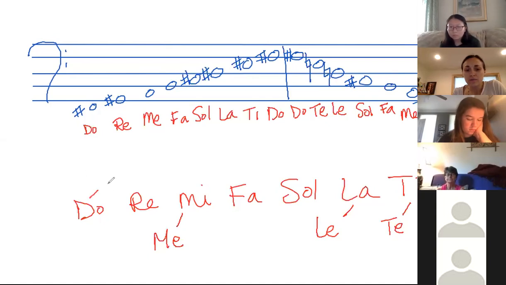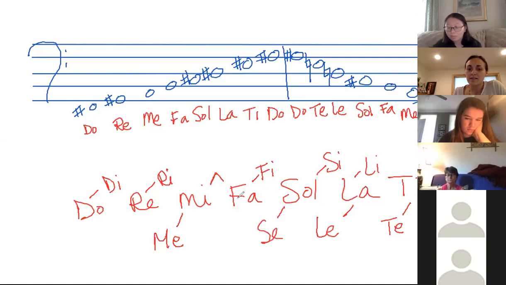So if you're going up, do, di, re, ri, right? So ri and me are actually enharmonic. They sound the same, but based on what your note is, you could be singing ri instead of me. Do, di, re, ri, mi, fa, because that's a half step. Sol, si, la, li, ti, do is a half step. Do, ti, te, la, le, sol, se. Fa, mi is a half step. Me, re, ra, do.